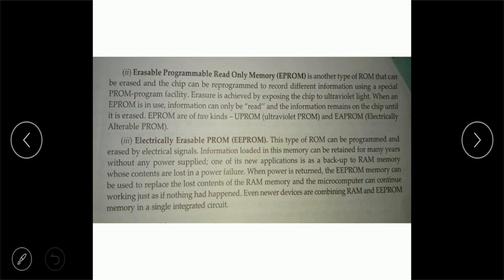EPROM. EPROM stands for Erasable Programmable Read-Only Memory. It is another type of ROM that can be erased and the chip can be programmed to record different information using a special PROM program facility. Erasure is achieved by exposing the chip to ultraviolet light. Remember, in EPROM the data can be erased. In PROM data cannot be erased after once programmed. But in EPROM data can be erased, but how? By exposing the chip to ultraviolet light. When an EPROM is in use, the information can only be read and the information remains on the chip until it is erased.